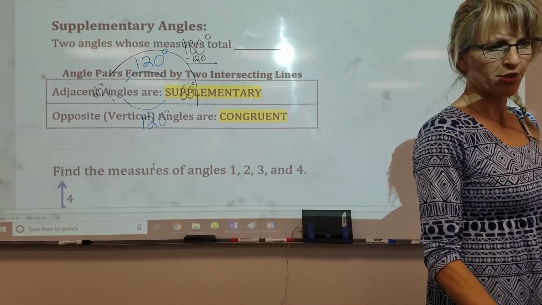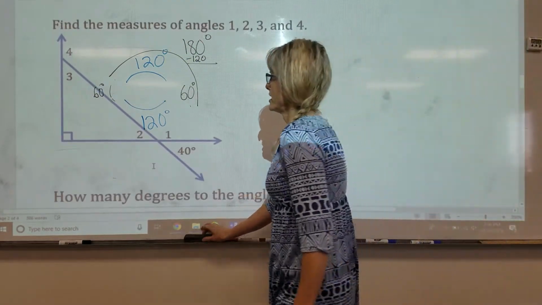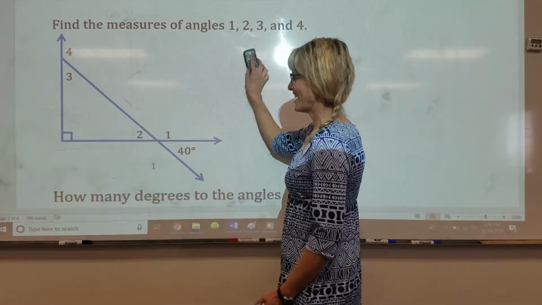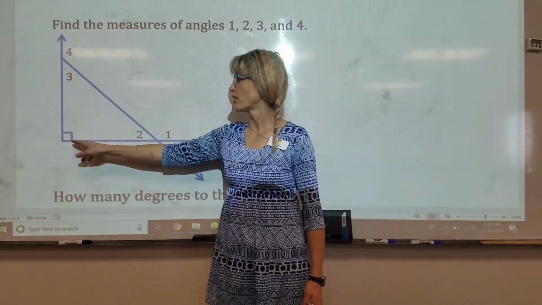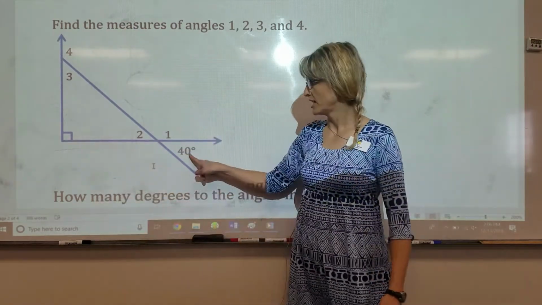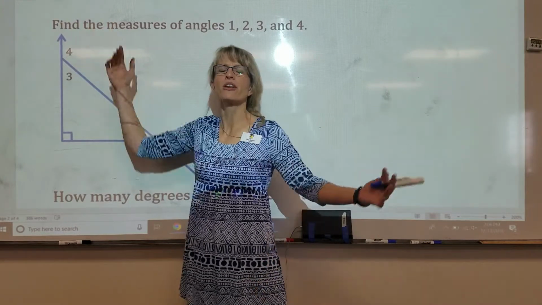So we talked about supplementary. We talked about congruent. Now we're going to do a problem that is sure to show up on a test question. A lot of students look at this and go, well, I see this angle, and I know this, and this is given, but how in the world would I ever know angle 4? It's like clear up there.